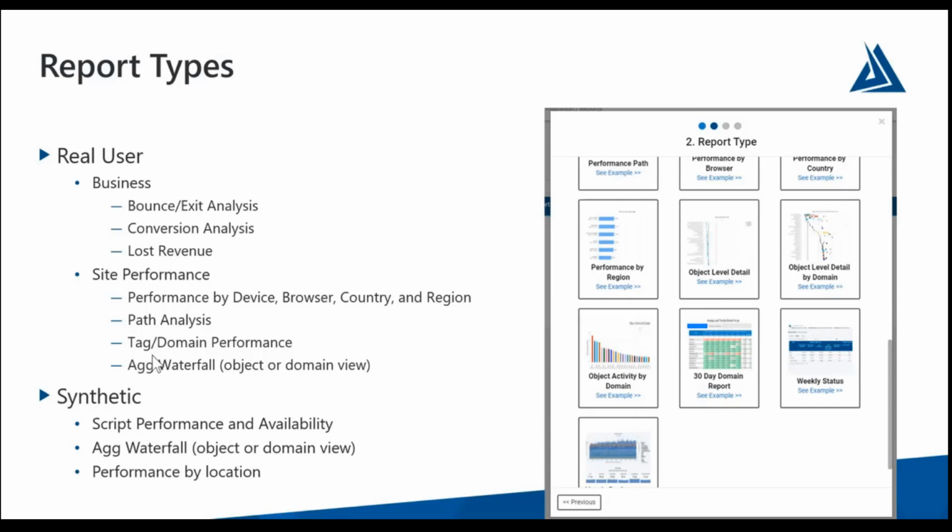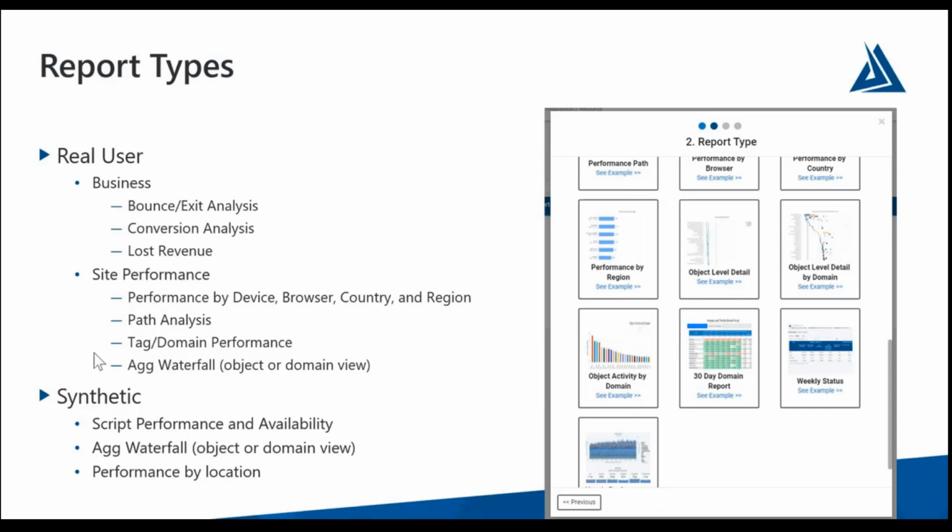And then we have tag and domain performance. So you can think about things like our aggregate waterfall or the tag governance inventory analysis page. That kind of data can be found in some of these reports related to resource timings data, object level detail by domain. The 30-day domain report is a popular one. I think once we get into the portal live, I'll probably use that report as a demo. So a lot of great stuff that you can do.